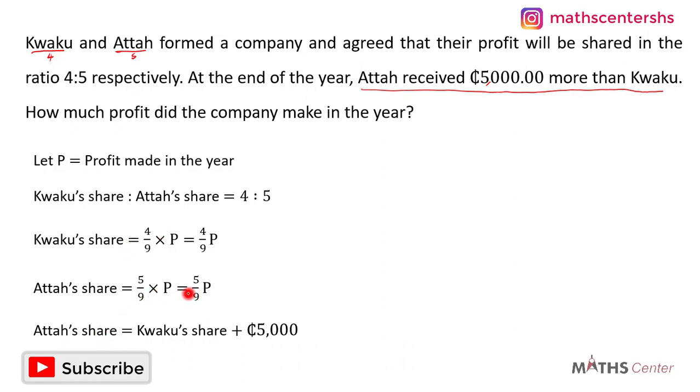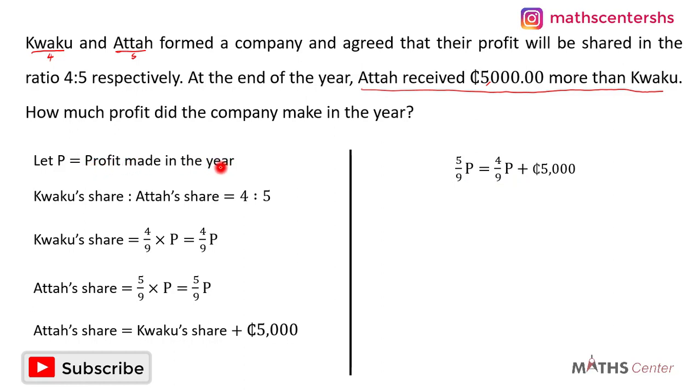We know that Atta's share is 5/9 P, and Kweku's share is 4/9 P. So we can substitute it into this equation. When we do that, we will have Atta's share, which is 5/9 P, is equal to Kweku's share, which is 4/9 P, plus 5,000 cedis. This is a linear equation. So we will solve this linear equation for the value of P, which will give us the profits they made in the year.